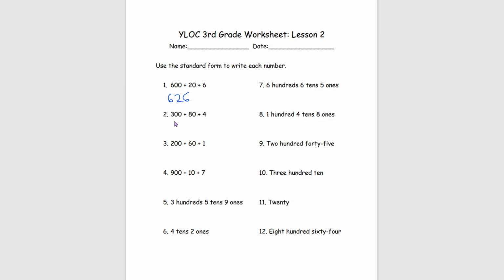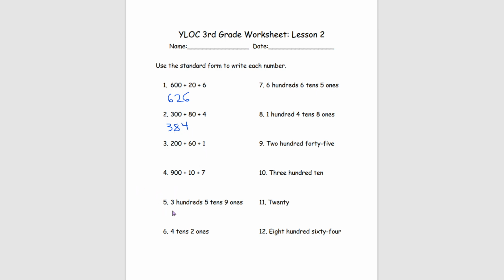For number 2, we do the same thing. So we have 300, meaning that this goes into the 100 spot. We have 80, meaning it goes into the 10 spot. And we have 4. We're just going to put that in the 1 spot. So our answer for number 2 is 384.